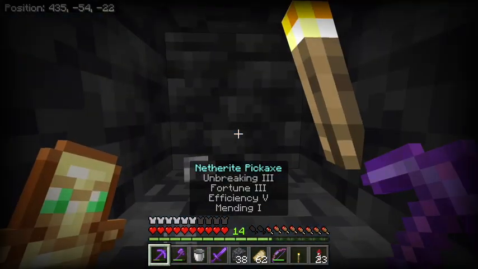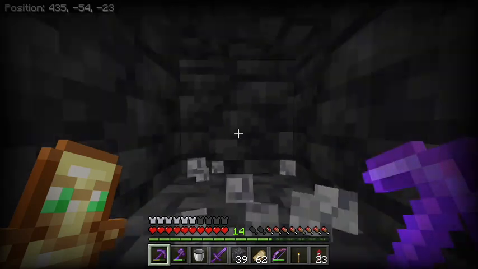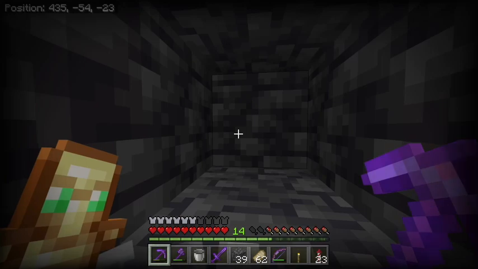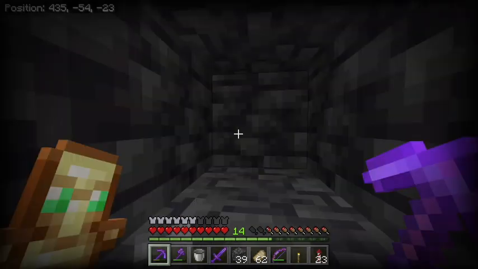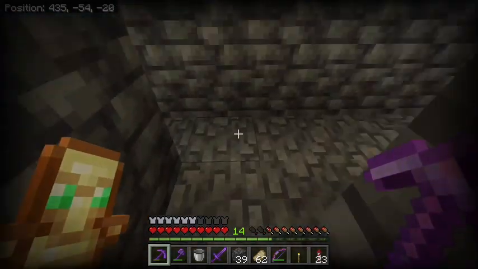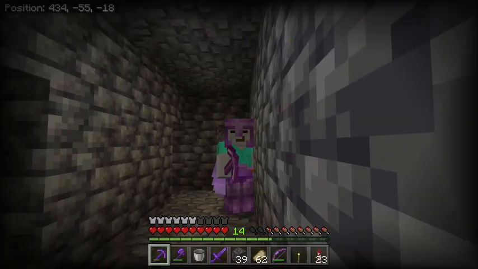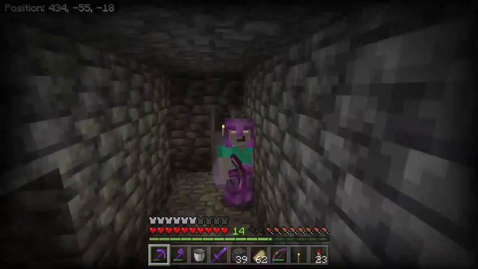you expose 5 blocks per mine, so 1, 2, 3, 4, 5. And so that is going to be more efficient by, what, 1/5? I don't feel like doing math, but it's more efficient.